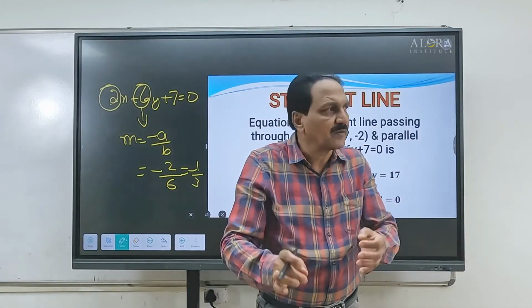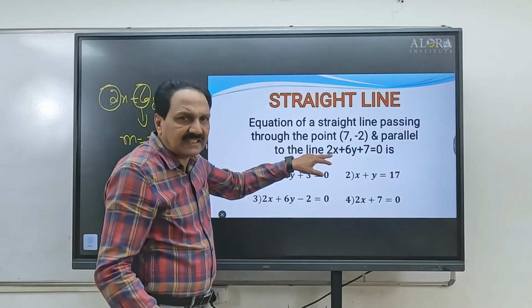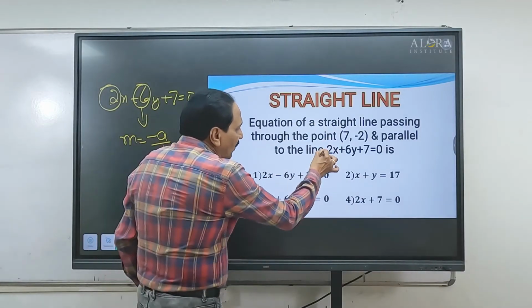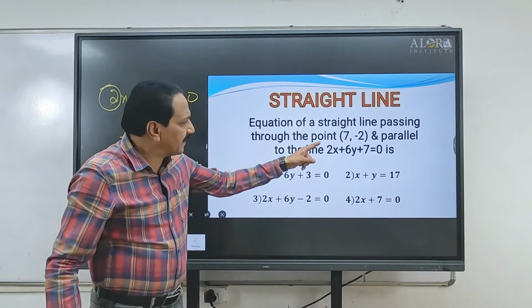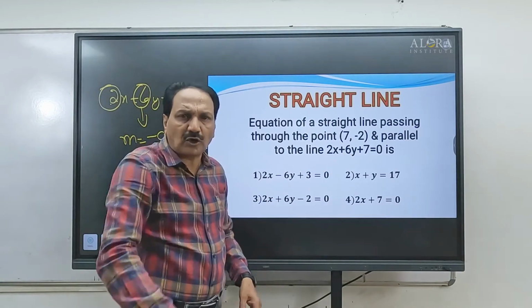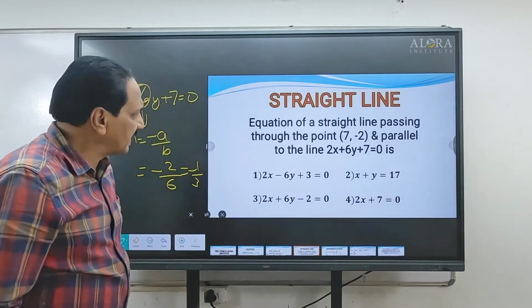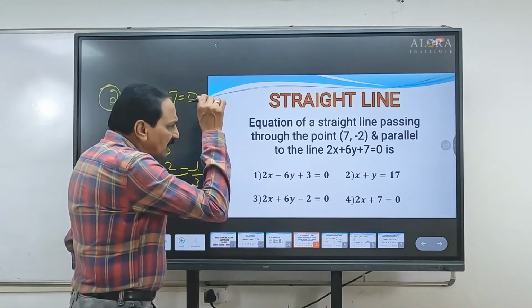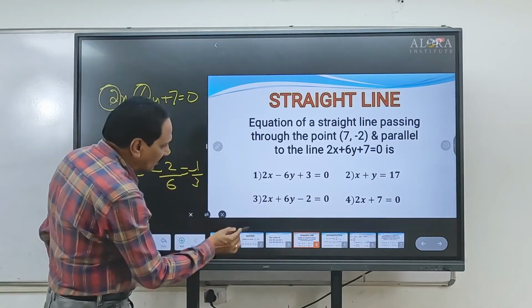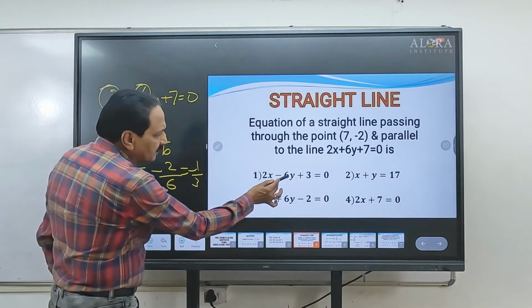Final conclusion. If the equation of the second line is given, how to find the equation of the first line? The first two terms must be same: 2x plus 6y. Very simple. You can directly jump over to the answer. Look at the options here. You have got 4 options. Which of the options contains the first two terms as 2x and 6y? It's here. This is 2x minus 6y.